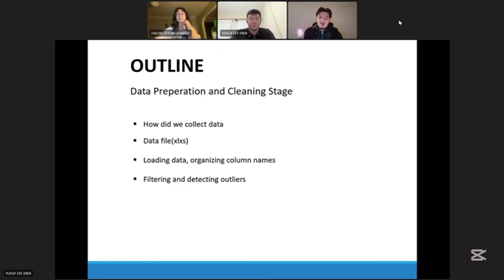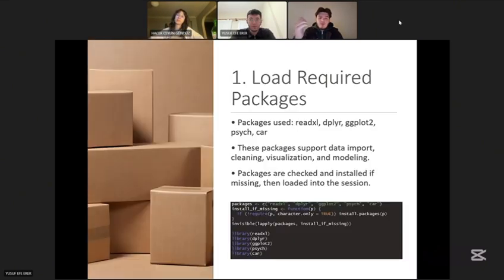For our analysis, we used R programming. Packages like ReadExcel, dplyr, ggplot2, psych, and car help us with importing, data cleaning, visualizing, and running models. If a package wasn't installed, it was automatically added and loaded. We loaded the Excel file into R and started organizing the data for easier handling.